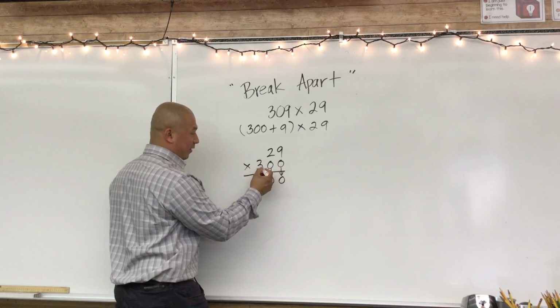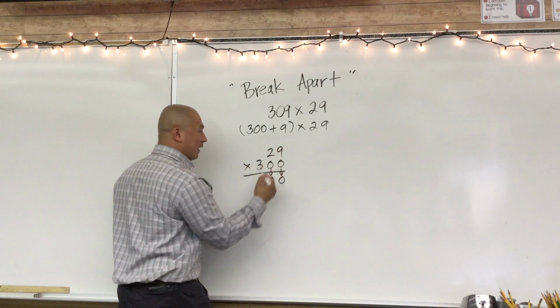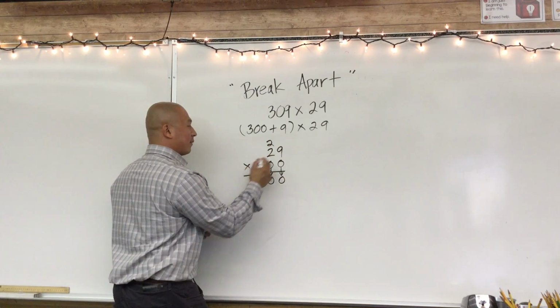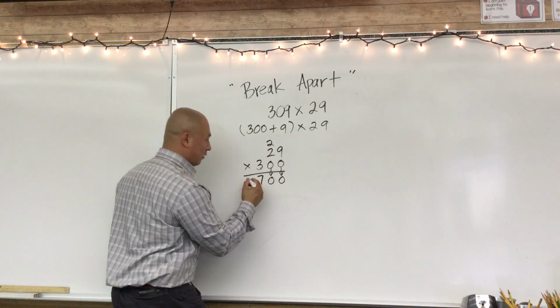3, which is 300, but in this case we're going to call it 3 times 9, that gives me 27. I'll regroup my 2. 3 times 2 is 6, plus 2 is 8.